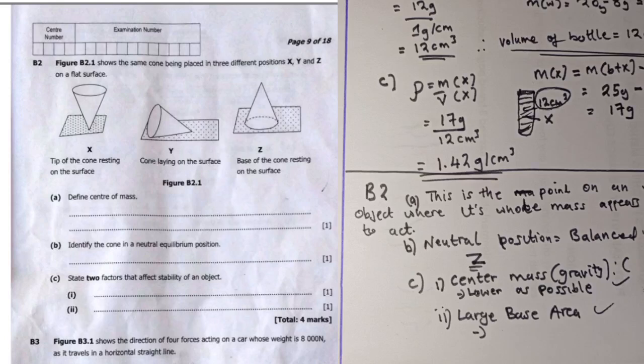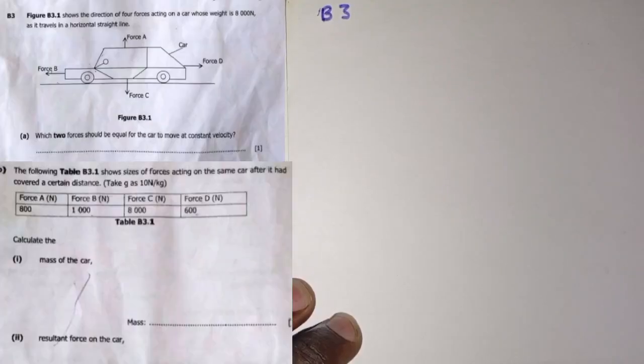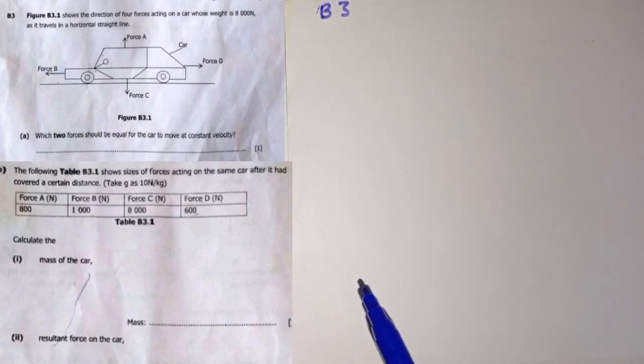Okay. So we go to question B3. Question B3 says that figure B 3.1 shows the direction of 4 forces acting on a car whose weight is 8,000 Newton as it travels. So you can see the diagram there. You've got force B, force A, force C, and force D.